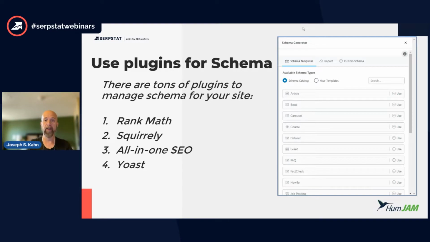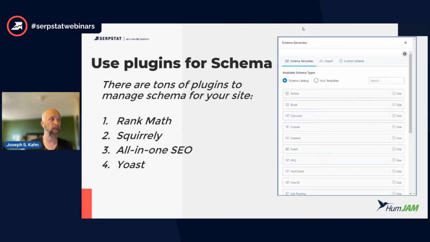These also are better than not doing schema, meaning Rank Math. This is a screenshot of Rank Math where you see article, book, carousel, course. And I believe that they have 30-some odd things that you can use in here. So there's a lot. Squirrly is another one, All in One SEO. These are common tools that have schema built into them, but there are also schema plugins designed specifically to implement schema. There's a ton of those too. If you just Google schema plugins, you'll see that there's a ton.